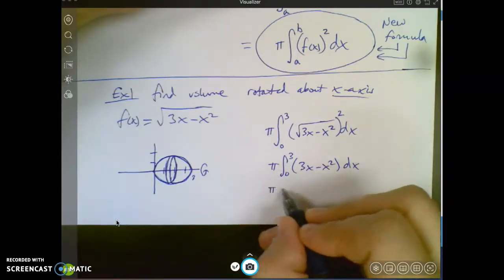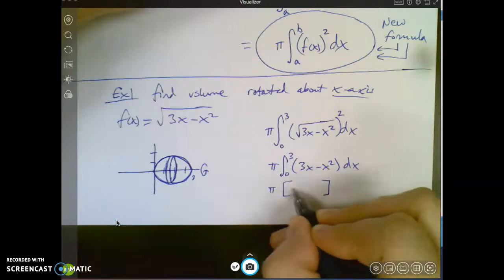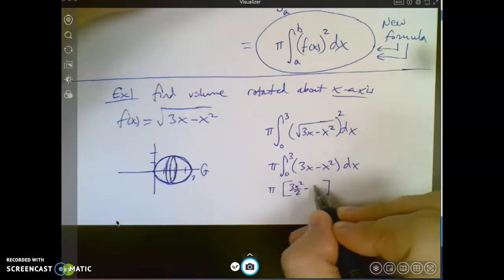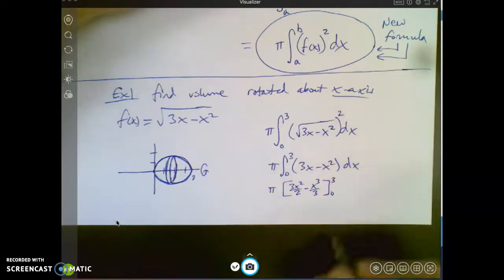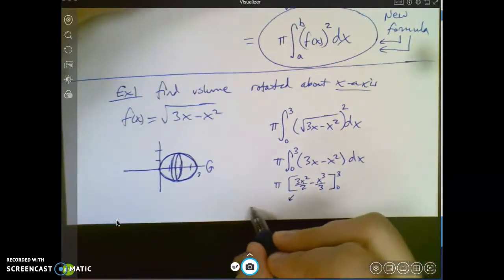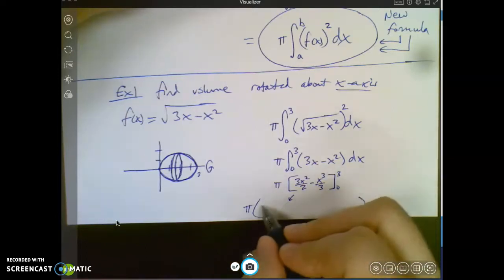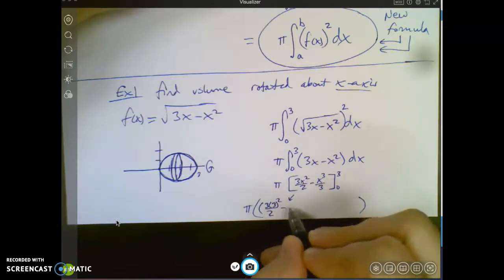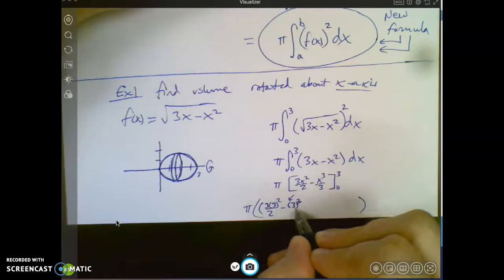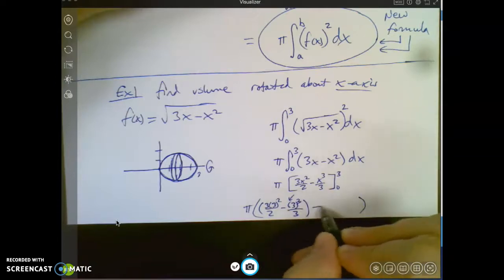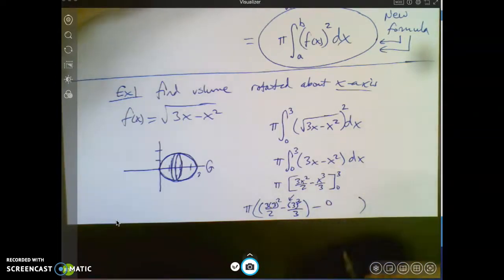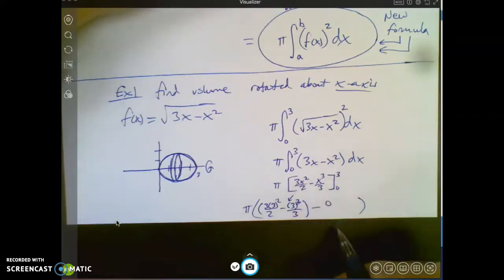And remember how to do that. You take the exponent up 1, divide by the new exponent. Take the exponent up 1, divide by the new exponent. Evaluate from 0 to 3. So we're going to plug a 3 in once. Remember, you're going to do pi at the end. When I plug the 3 in, it's 3 times 3 squared over 2 minus 3 cubed over 3 minus 0. Actually, you've probably done enough of these that you know that's 0 and that's 0.